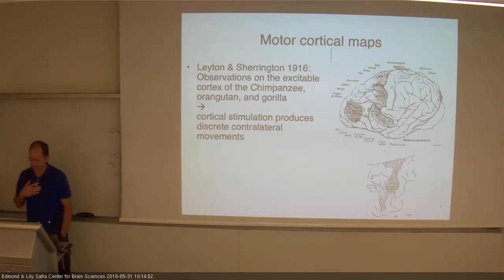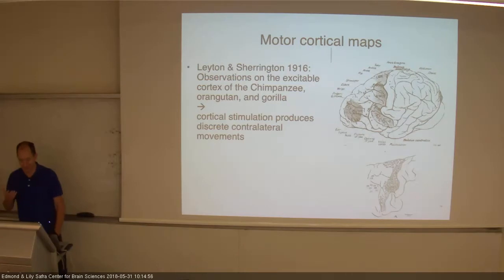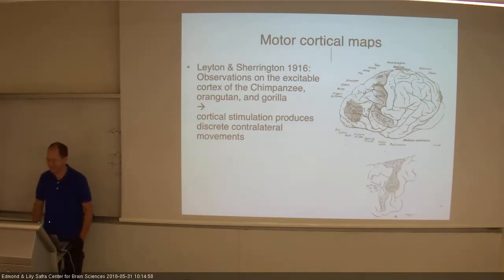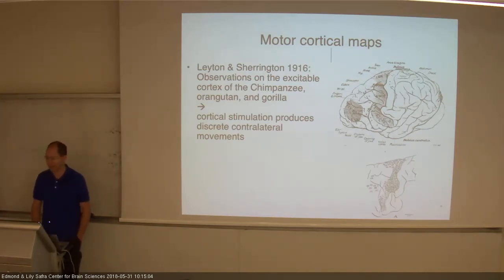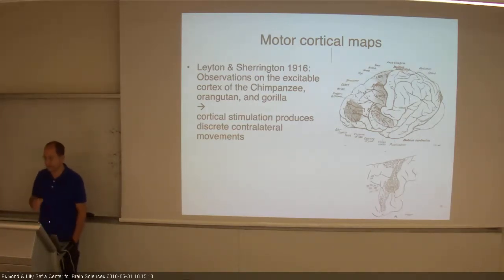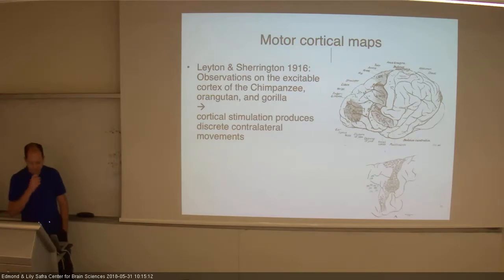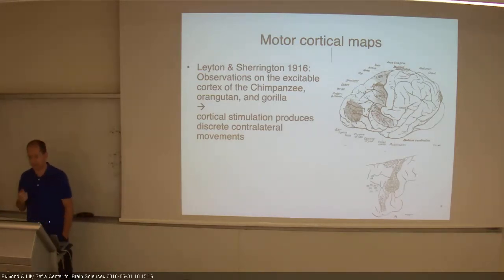Actually, I found this paper. It's really amazing what they did. This is 1916. They did work that seems like a paper from 2018 in terms of the organization, in terms of how things are described. Really nice. So what they did is took monkeys and apes, and then stimulated different areas in the cortex, and just mapped. They stimulated and mapped what kind of behavior they saw.